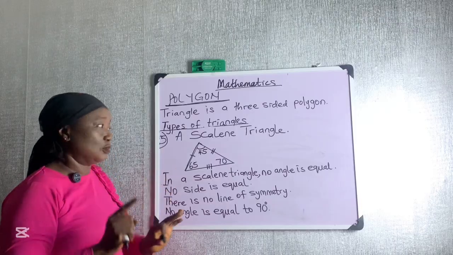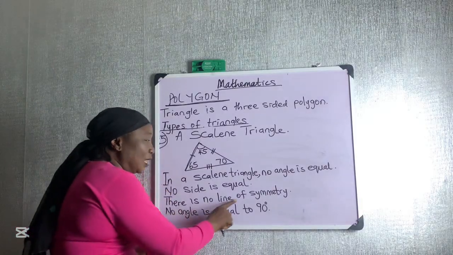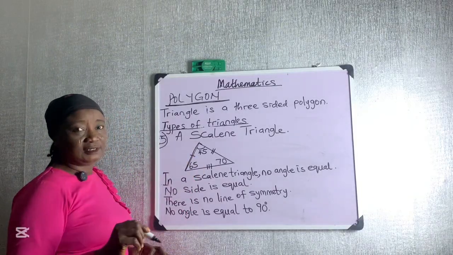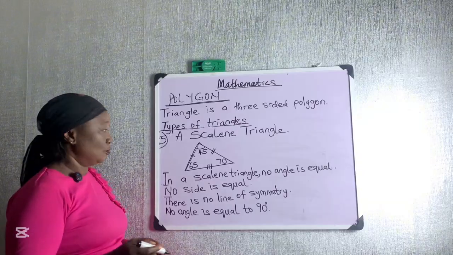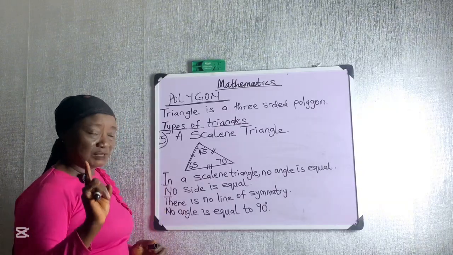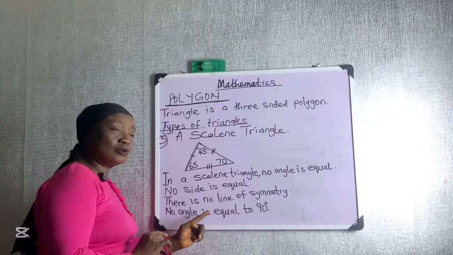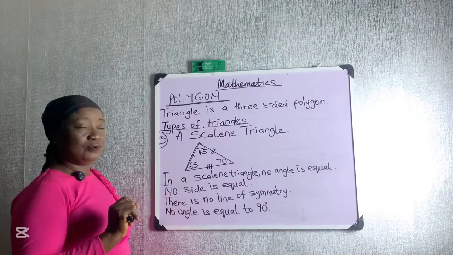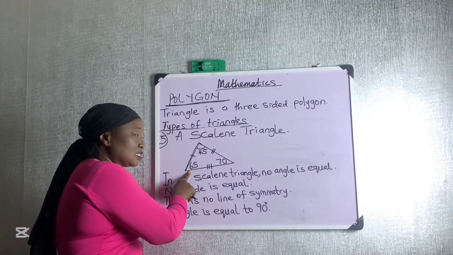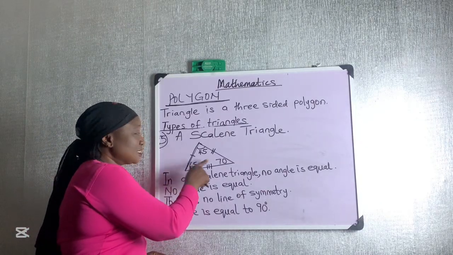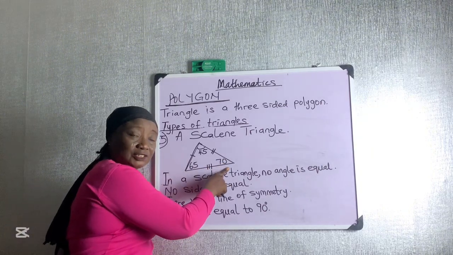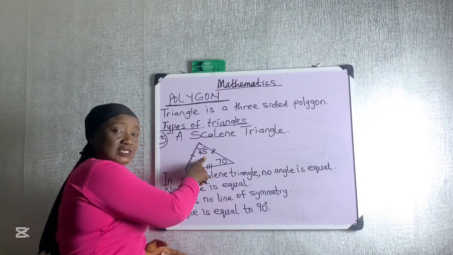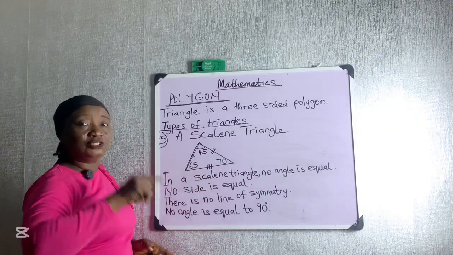And there is no line of symmetry. There is no way it can be identical when it is divided into 2 or 3 or 4. So that's why there is no line of symmetry. And no angle is equal to 90 degrees in a scalene triangle. As you can see, this 65 is less than 90 degrees, 70 is less than 90 degrees, and 45 is even half of 90 degrees. This shows that this is a scalene triangle.